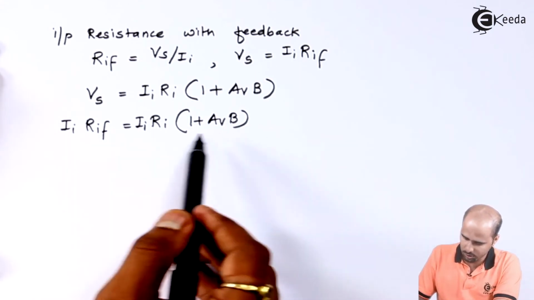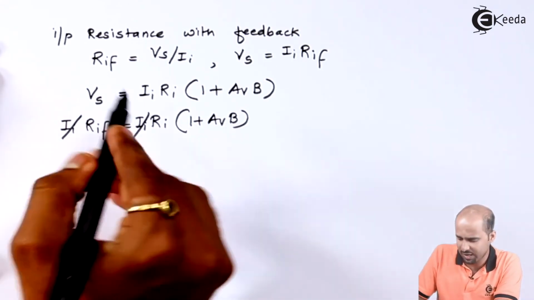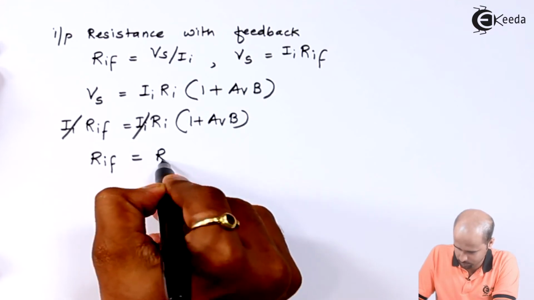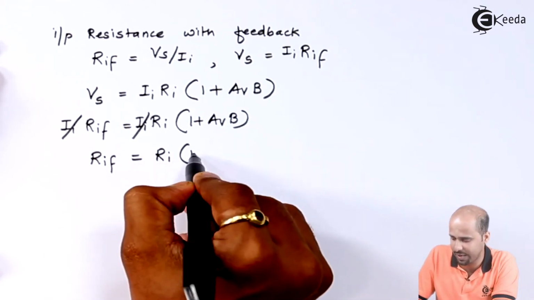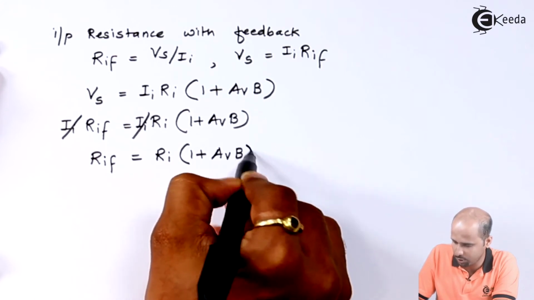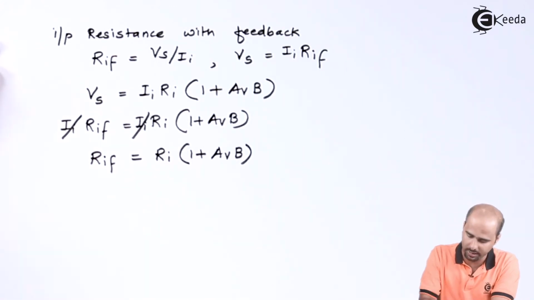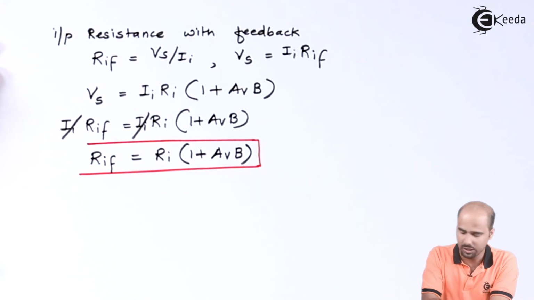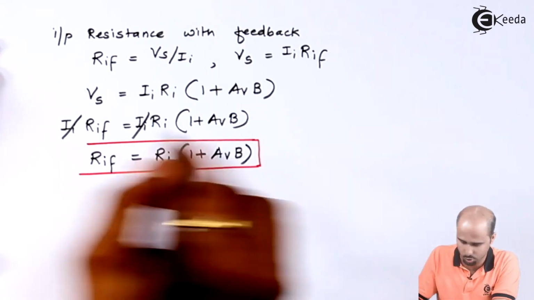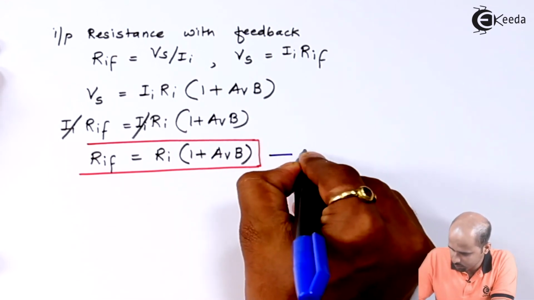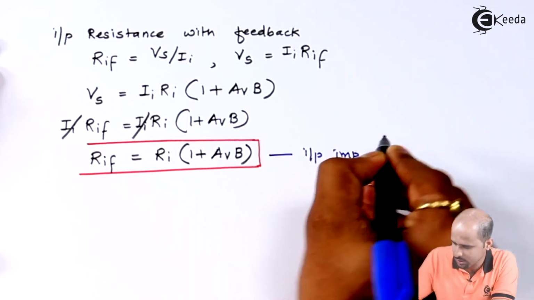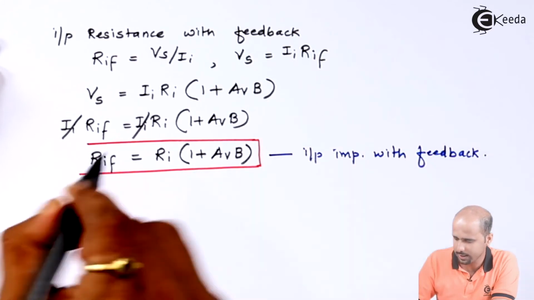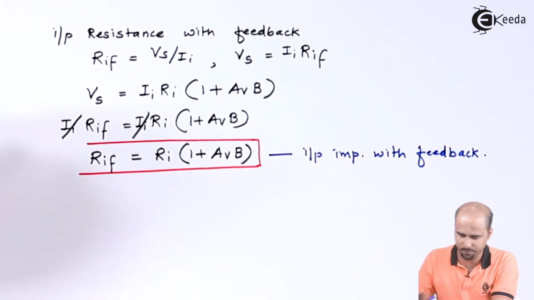Now if you note from this equation, Ii gets cancelled, and I will be getting that Rif, that is input resistance with feedback, is the same as Ri, but multiplied by a factor of 1 plus AV into B. So here I can conclude that this particular formula is for input impedance with feedback, okay, and that is represented by Rif. So this second part we have done.